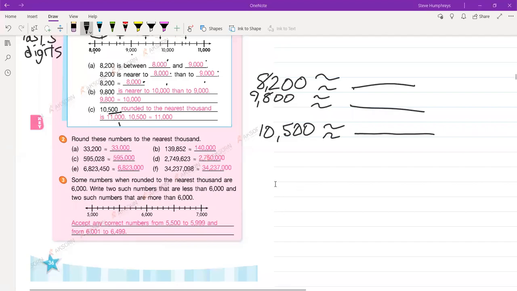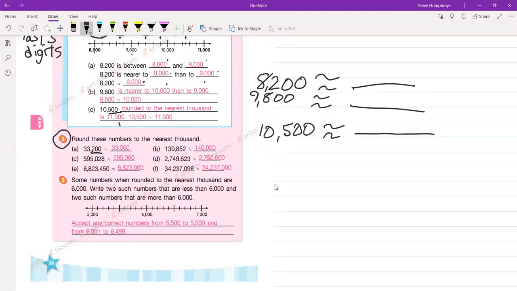Okay, students, let's continue. Look at number 2. Now we have 6 examples, A to F. Round these numbers to the nearest thousand. Okay, look at your last 3 numbers. 33,200. Round that number to the nearest multiple of 1,000.